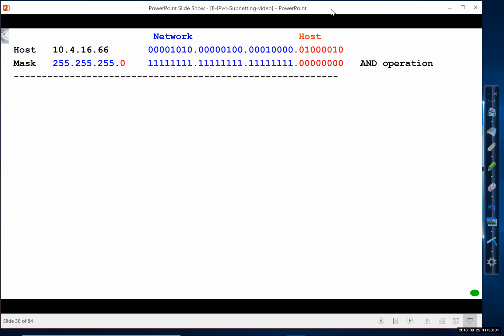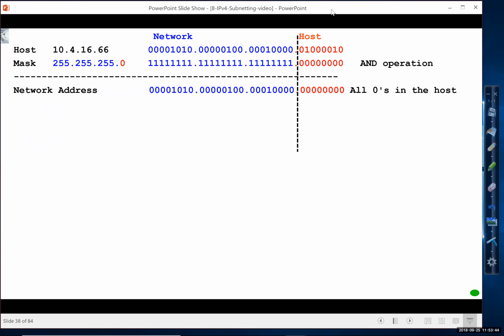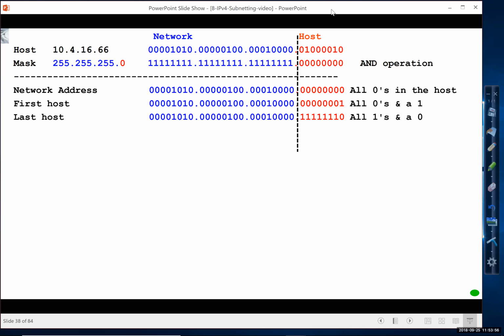We have our host at 10.4.16.66, and it has a subnet mask 255.255.255.0. We do the AND operation, and we just copy the network bits, and we put all zeros in the host portion, and that gives us our network address. All zeros and a 1 gives us our first host. All ones and a 0 gives us our last host. And all ones gives us our broadcast.